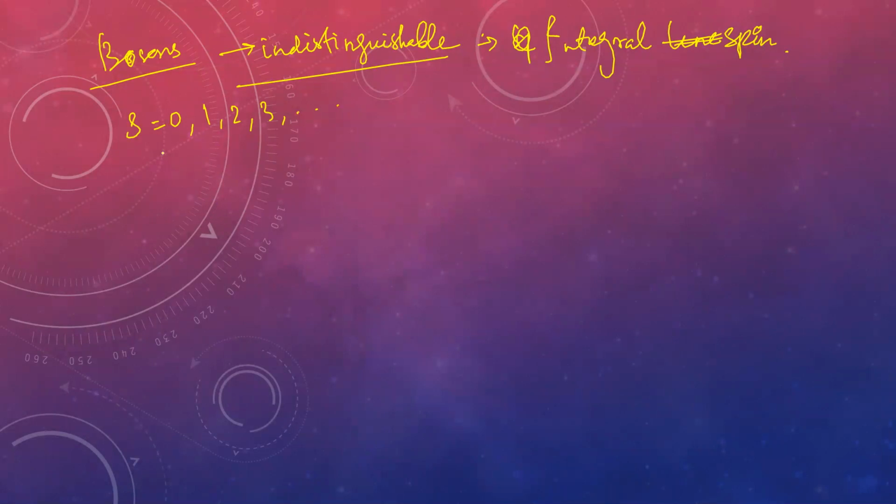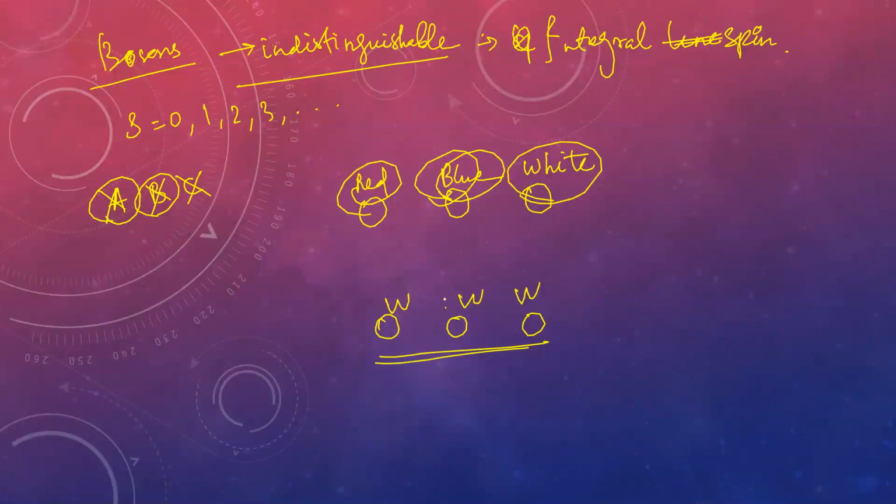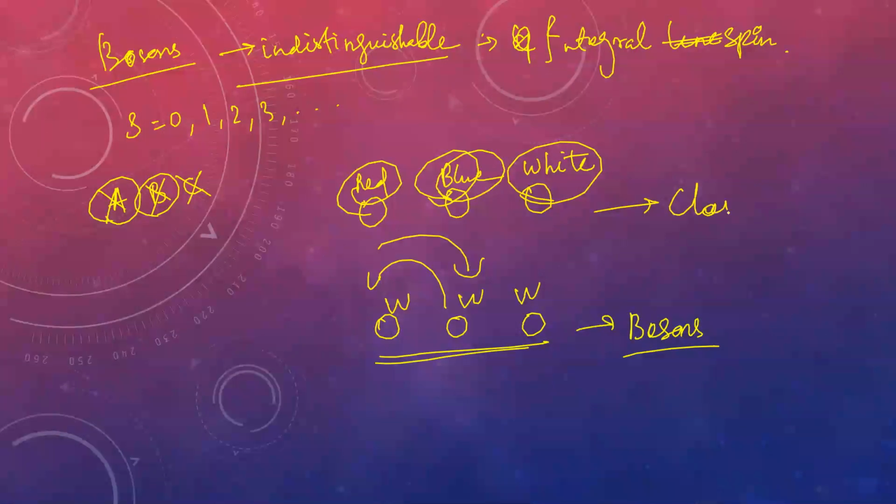They are indistinguishable. Means, for example, if you are taking bosons, you cannot take A, B, C, D because these are indistinguishable. For example, a red ball, a blue ball, and a white ball are distinguishable. You can distinguish white from blue, blue from red. But if all are white, this is indistinguishable. If we exchange the position of two balls, we won't be able to distinguish which ball is which. So these are your bosons, and these are your classical particles.